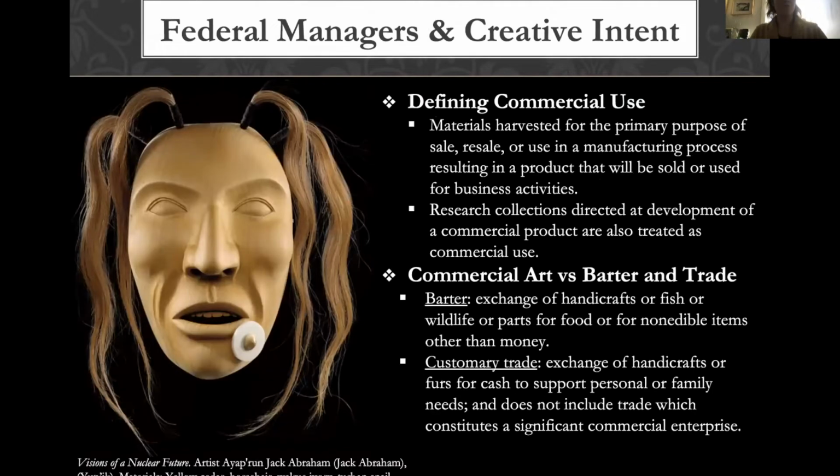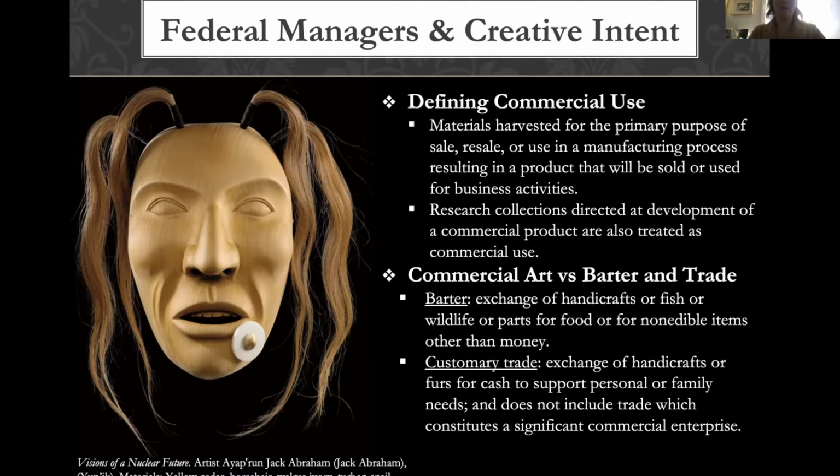When you're looking at federal managers, commercial use on federal agencies is the harvest and use primarily for resale, sale, or use in a manufacturing process, resulting in a product that will be sold or even used for business activities. I emphasize use for business activities. If you make an object that isn't directly sold, but it's your logo, that is used for business activities. So even the sale of the object itself can determine commercial use, or the use of the image itself can be determined as commercial use. So it's always important to look at that.